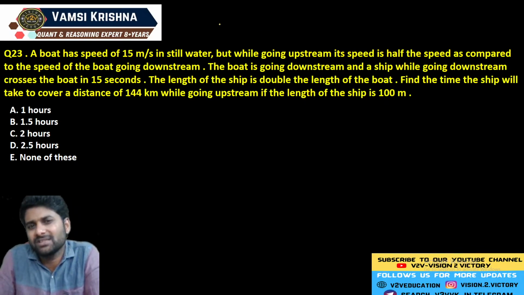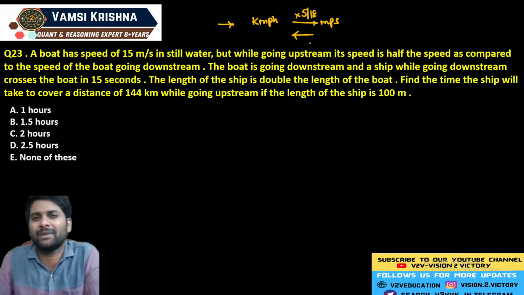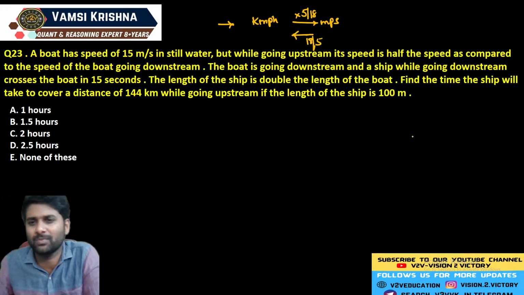Guys, if you are solving time and distance questions, you must know the conversion. To convert kilometer per hour to meter per second, the number is multiplied by 5 by 18. To convert meter per second to kilometer per hour, you should multiply the number by 18 by 5. So that is one point.